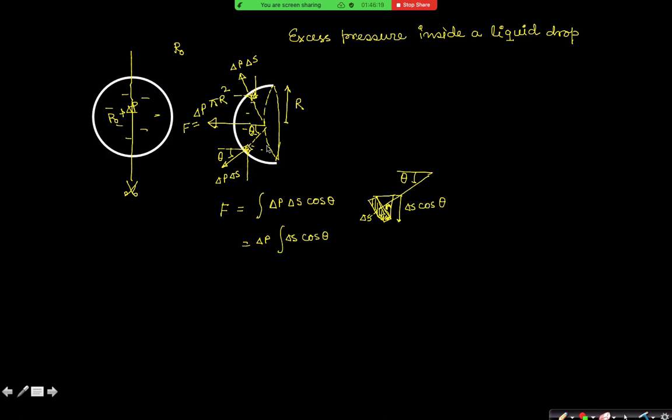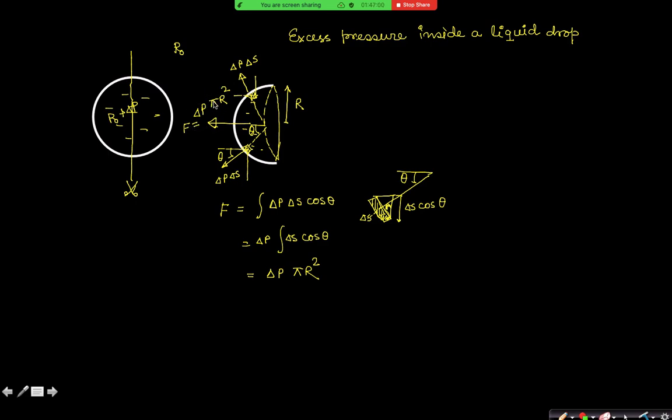Now if I add all the projections, ultimately what will I get? I will get pi r square on the flat surface only. Yes or no? Now this force is due to the excess pressure, which is given by this excess pressure towards the left. But as this hemispherical part is in equilibrium, there must be some other force which is balancing this excess pressure force.